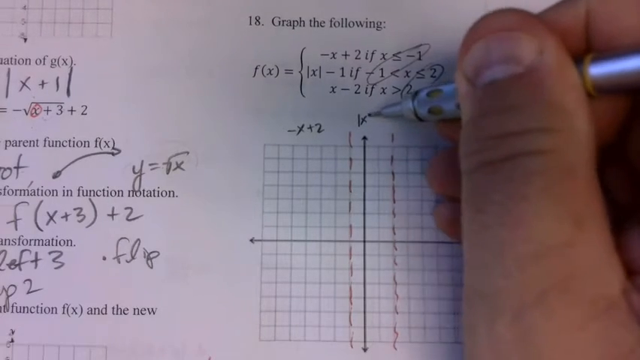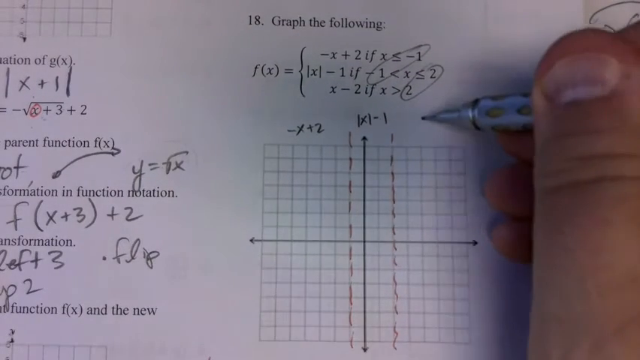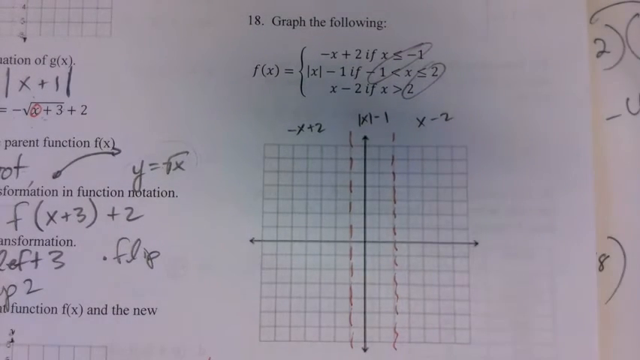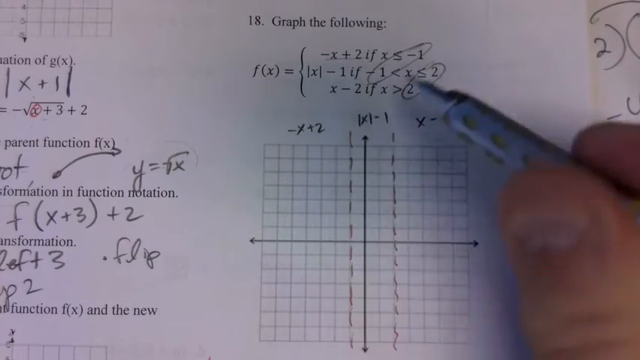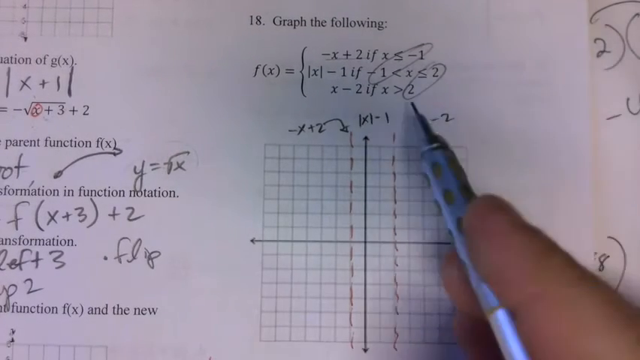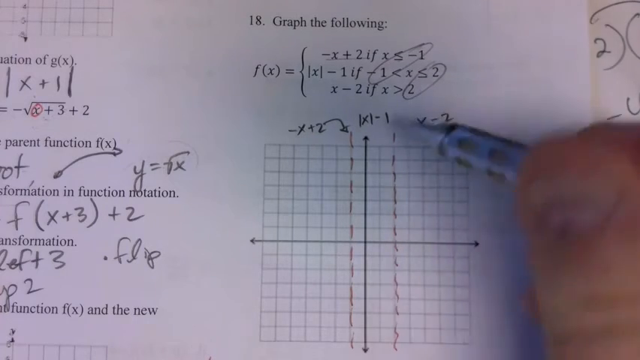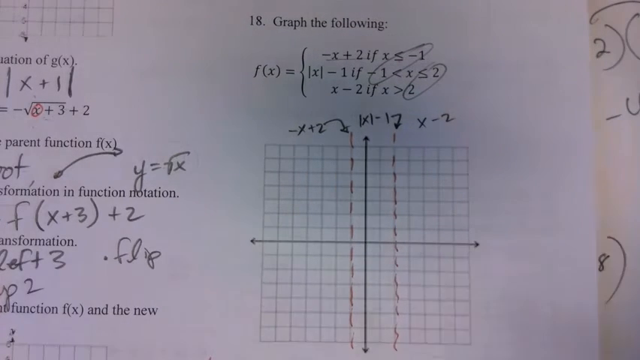Absolute value of x minus 1 is in the middle, and x minus 2 is over here on the right. Who owns the fence? I look for the equal sign. This is equal to, so this one owns that fence. Equal to right there, there's another one, so this one owns that second fence.